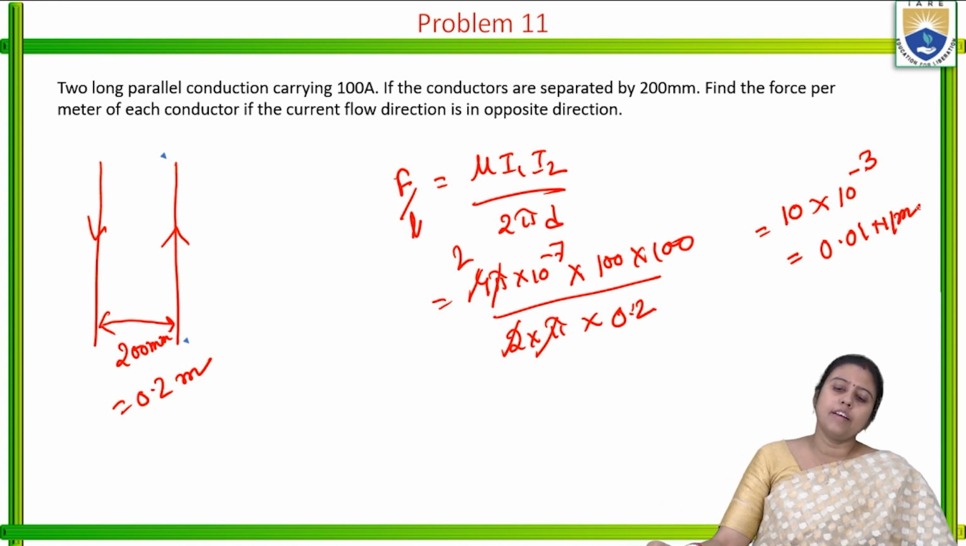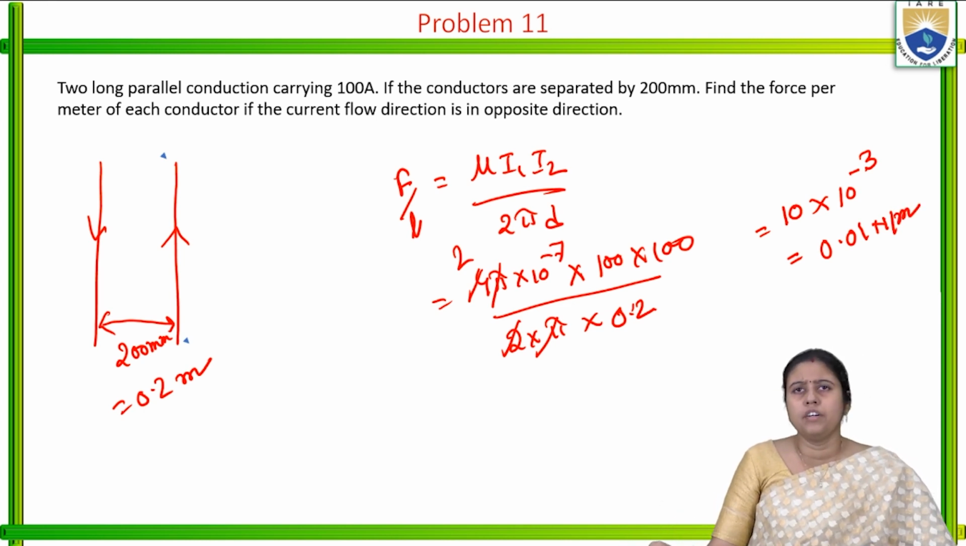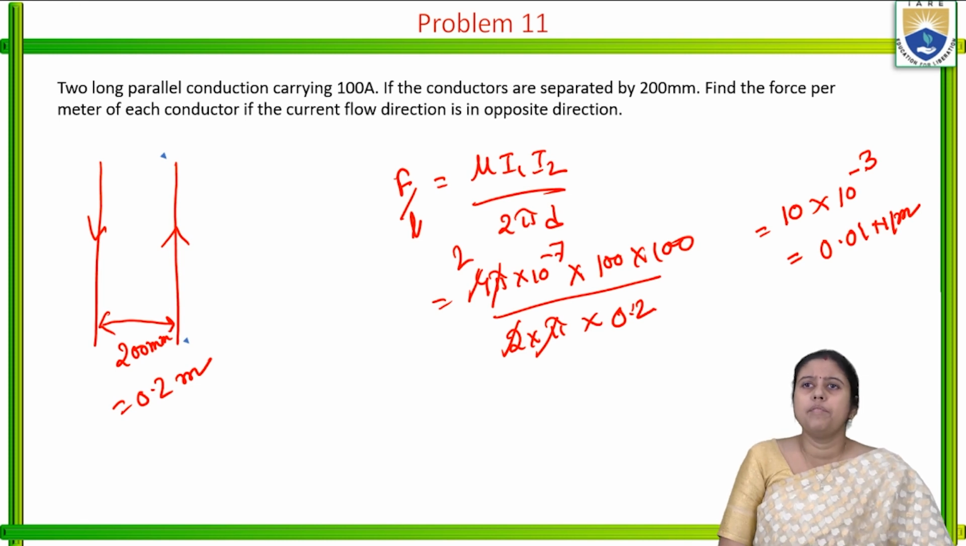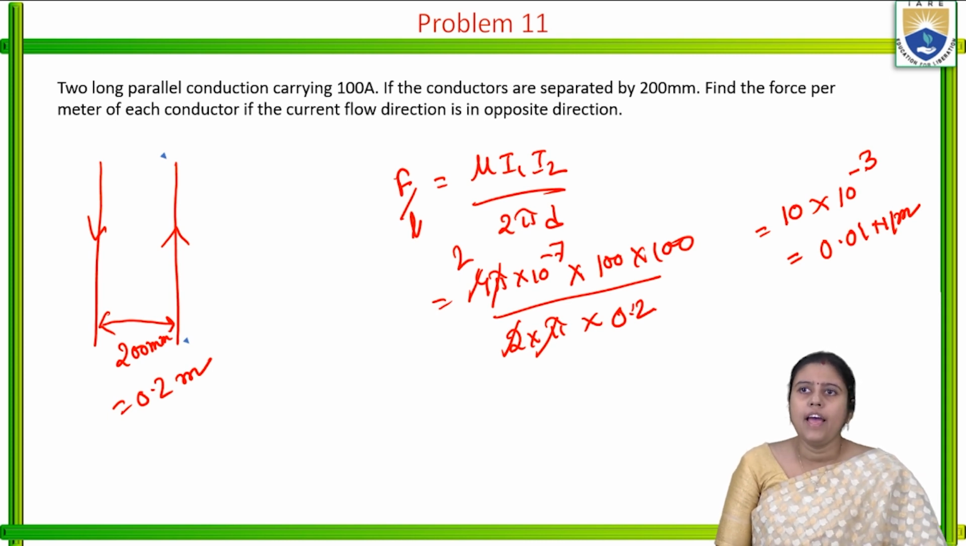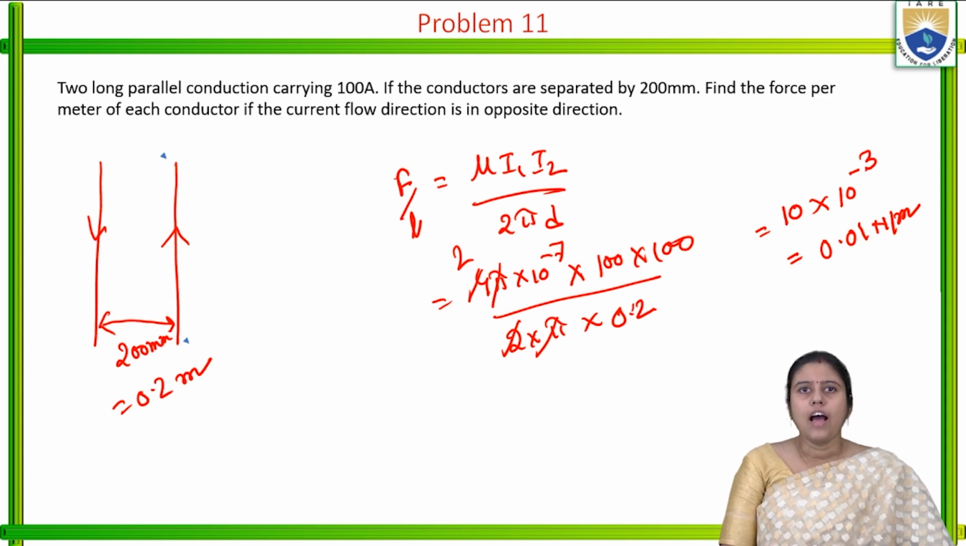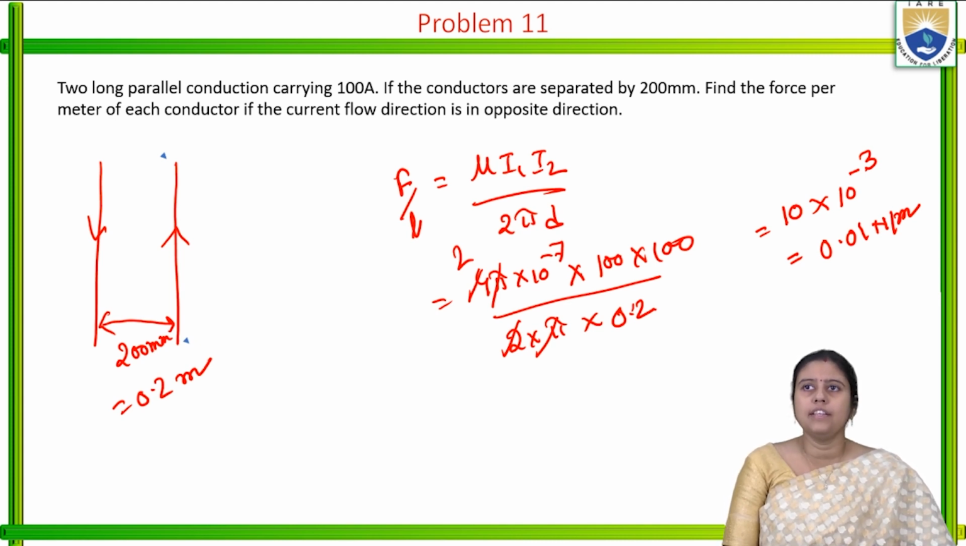So already in the first, second or third problem, we have discussed how we get this formula and everything. So please go there once and check how to get this value. The force per unit length is equal to 0.01 Newton per meter.